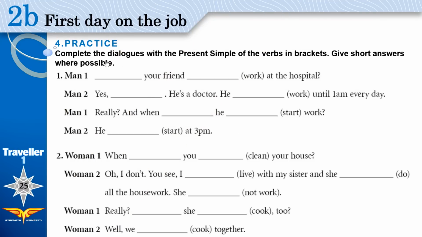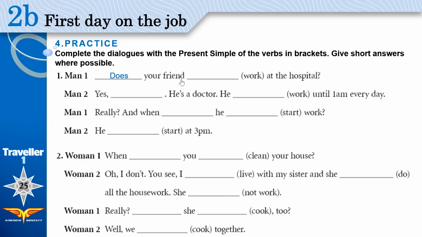Practice. Complete the dialogues with the present simple of the verbs in brackets. Give short answers where possible. 1. This one is a question. The answer is yes, so it's a yes-no question. We will start by either do or does. What do you think we should use? We are talking about your friend. This is not you. I'm not talking about you. No, not you. Your friend. He. We must use does.